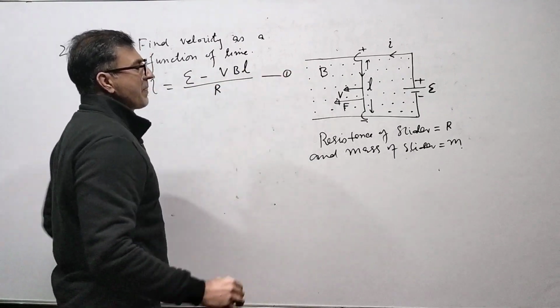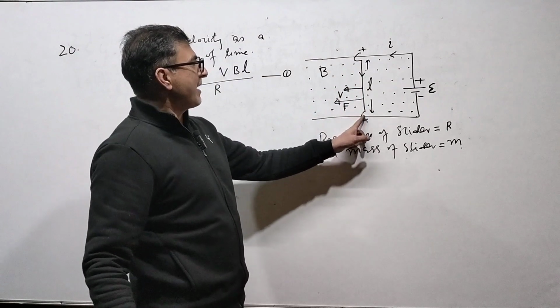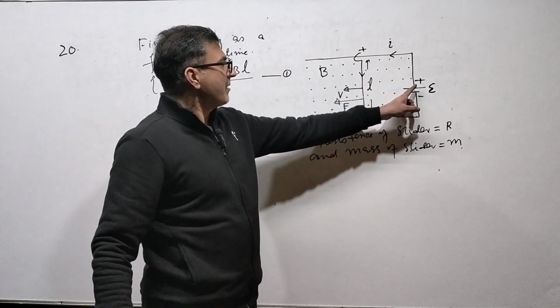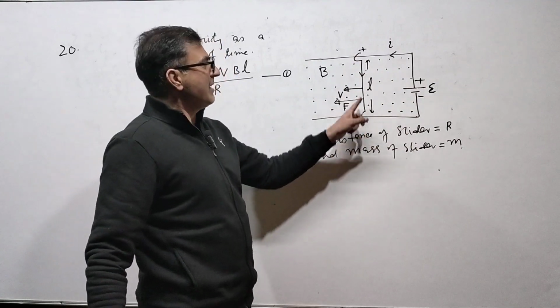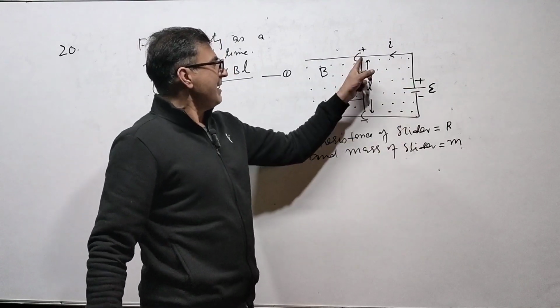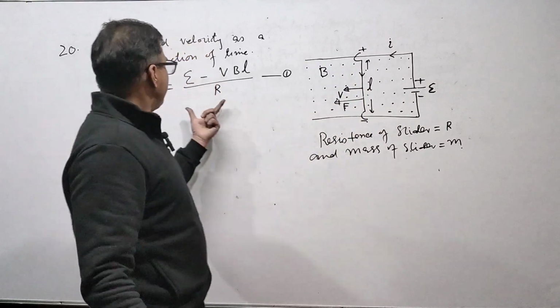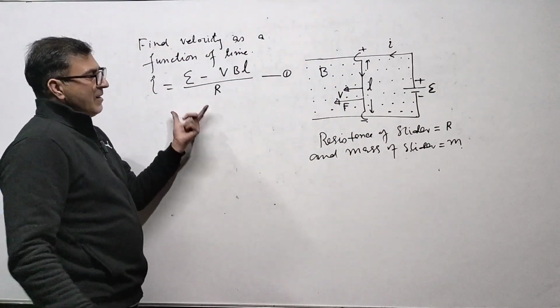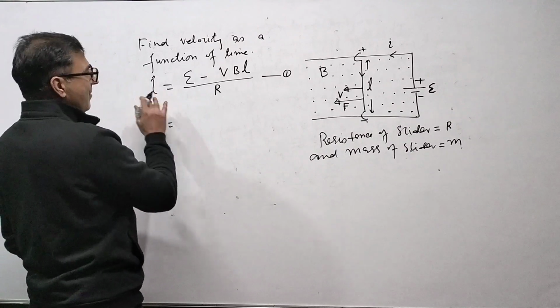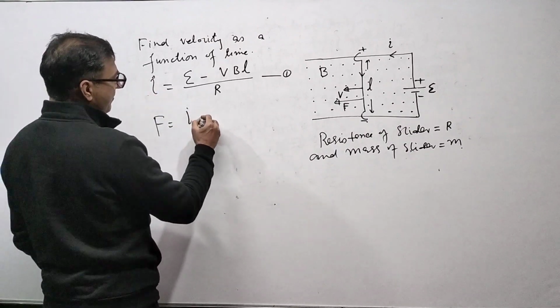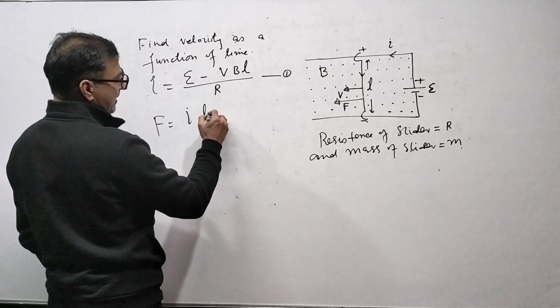The current that flows through this will be voltage divided by resistance. The voltage is E minus the induced EMF here, that is VBL. E minus VBL divided by R will be the current. What is the force now on the net current? That force is I L cross B, that is ILB.